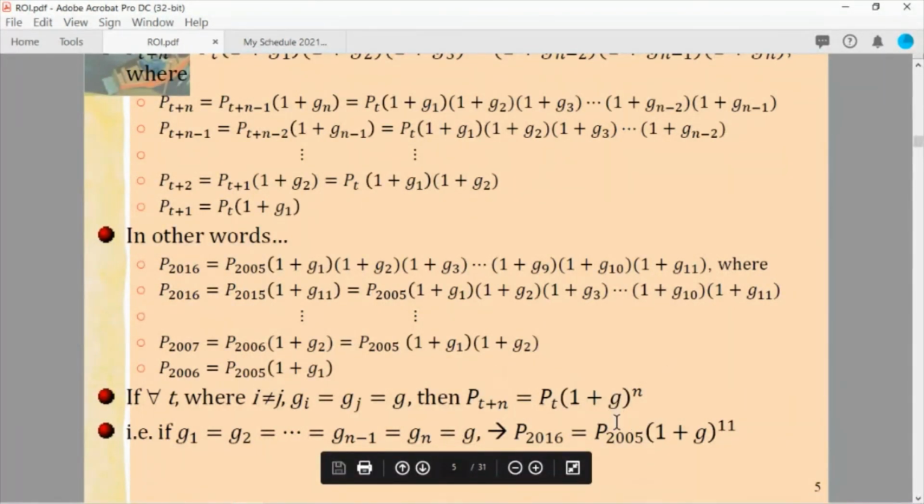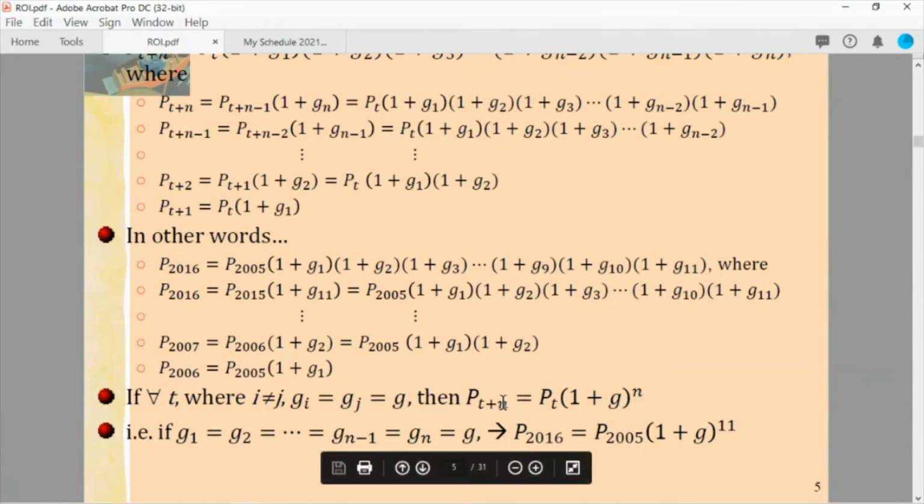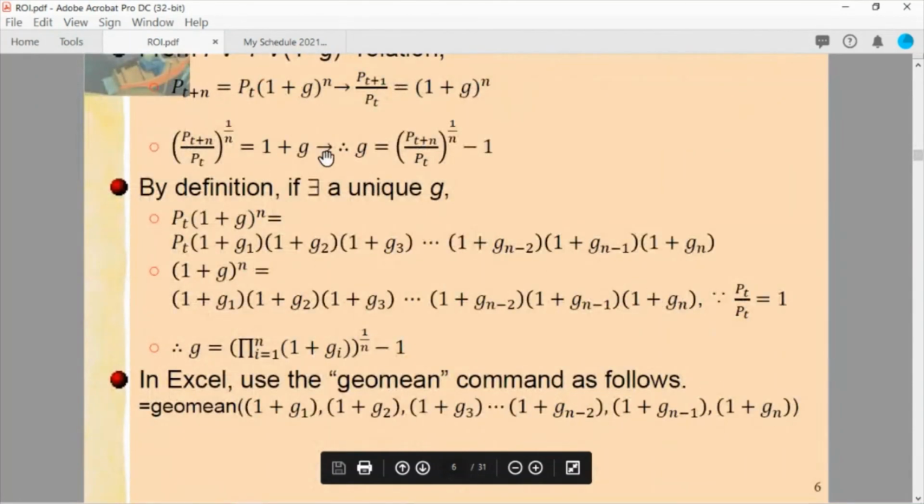If you're solving this equation for G, I'm going to skip that because later, when we do time value of money, you will see the steps of the derivation, how you open up this parenthesis. For now, the idea is what if we solve this equation for G? If you solve that equation for G, that's how it is.